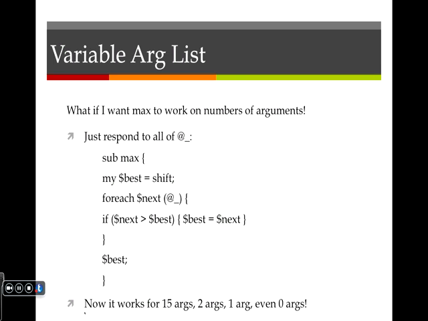Variable argument list, and this is a very important point that I would like to show you: you can pass any number of arguments, 15, 2 arguments, 1 argument or 0 arguments, and your subroutine will be working in any case. So here, for example, let's assume we have 15 arguments. So I pass to this subroutine, or let's say 3 arguments. So I pass 3 arguments, 10, 3 and 1.